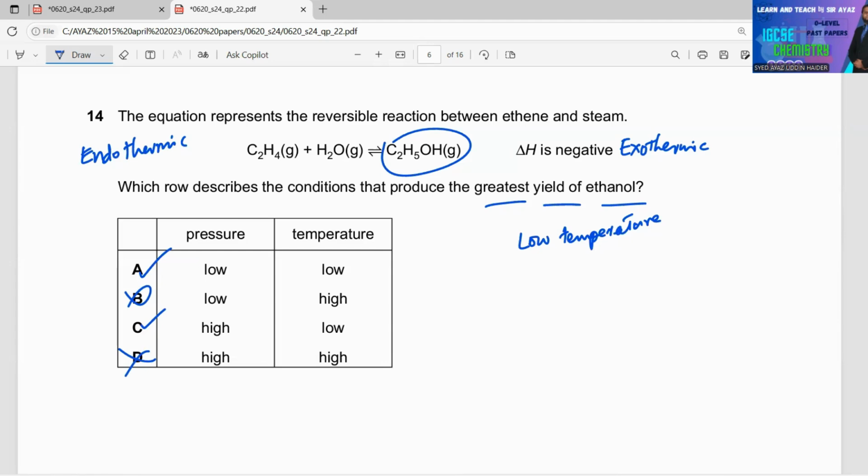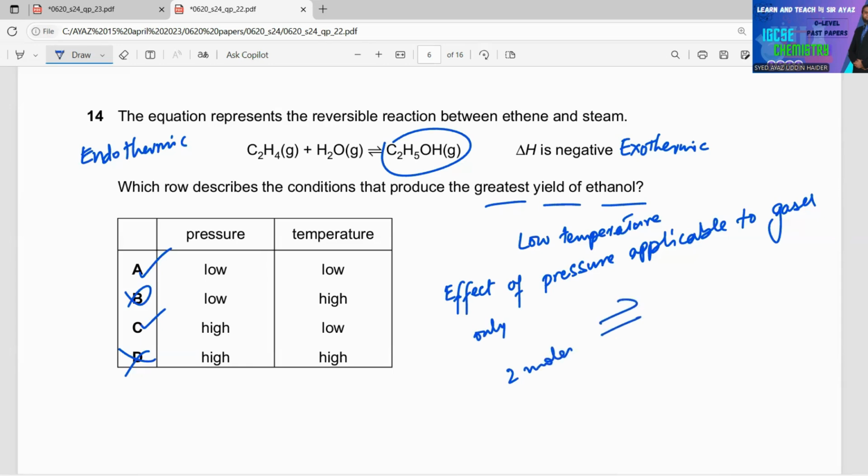What about the pressure? The effect of pressure is applicable to gases only. We have gases on both sides of the equation. I am writing the total number of moles for the reactant side, which is 1 plus 1, 2. 2 moles of the gas on the reactant side. And what about the product side? 1 mole. So high pressure will favor, or shift the equilibrium to, the right hand side.